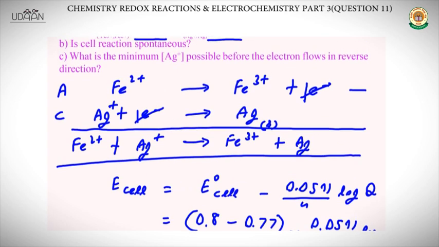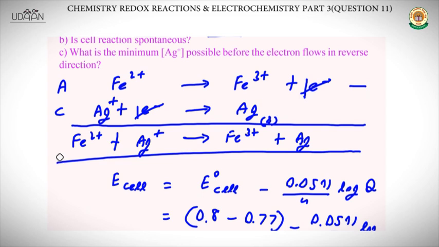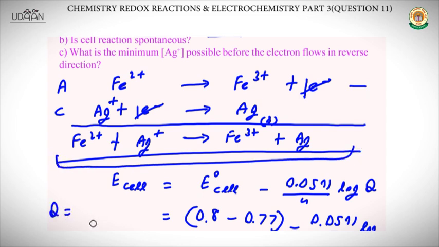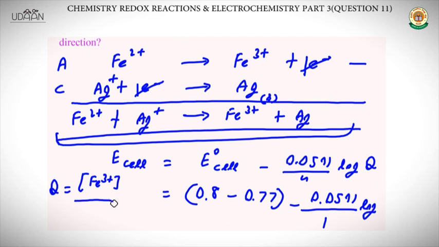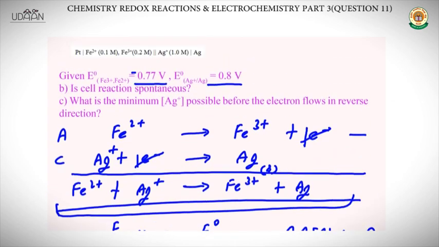Okay, for calculating the value of Q, we can see from the net reaction that the Q value is concentration of Fe3+ by concentration of Ag+ into concentration of Fe2+. So these values are directly given here.